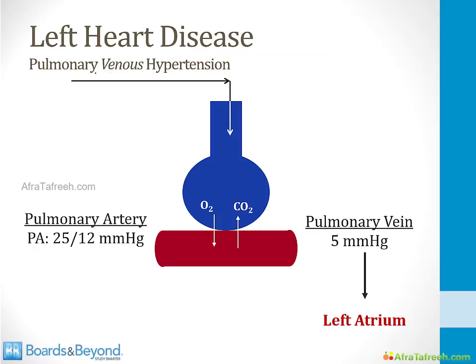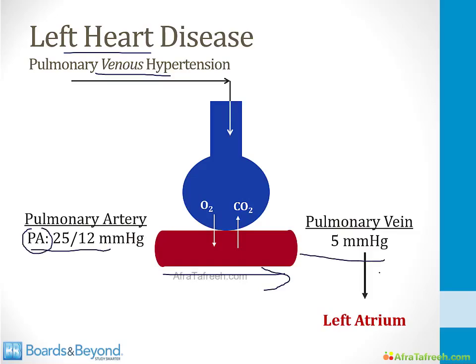So let's talk about pulmonary venous hypertension. This is always due to diseases involving the left heart. So blood flows into a pulmonary capillary, like I've shown here, with a pressure of about 25/12. That's a normal pulmonary arterial pressure. It then leaves and the blood goes into the pulmonary veins and into the left atrium, and a normal pressure in the pulmonary veins and the left atrium is about 5.